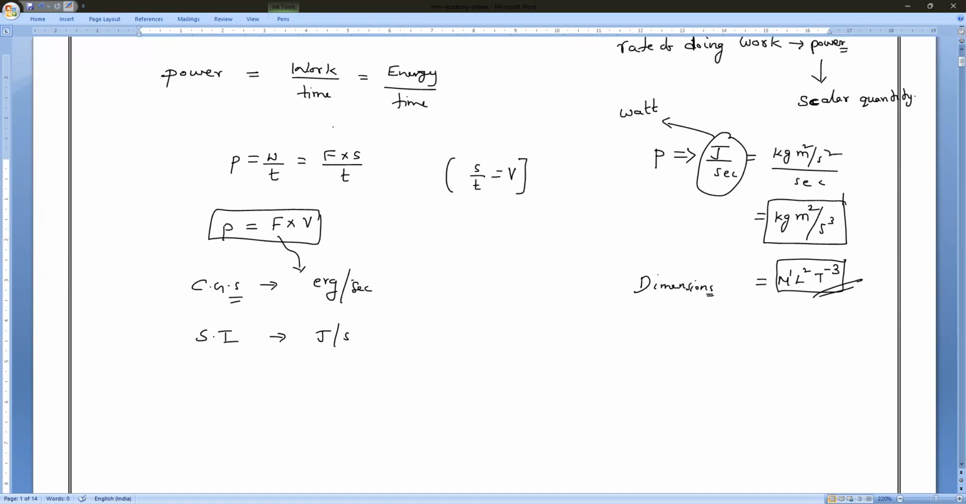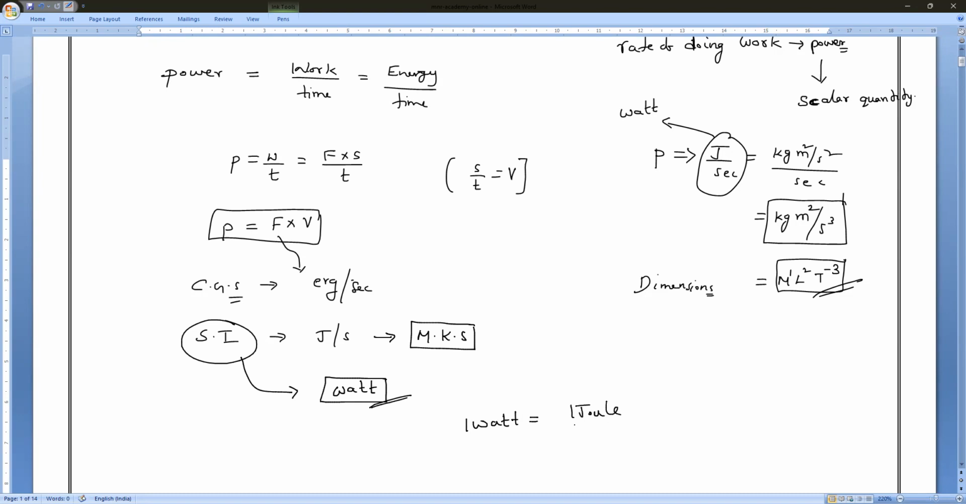Actually, even this is not the SI unit. Joule per second is the MKS unit, our Indian system of units. So what is the SI unit exactly? SI unit of power is what? All of you. Watt. Watt is the SI unit of power. So 1 watt is equal to 1 joule per second. That is what you have to remember.